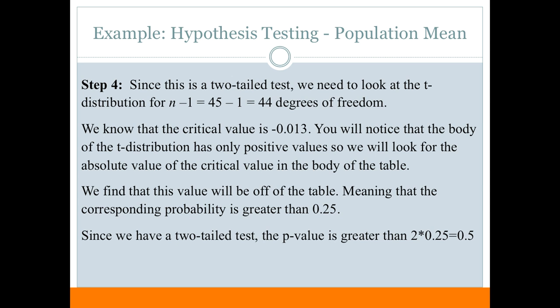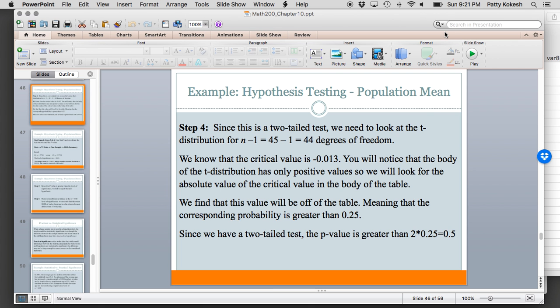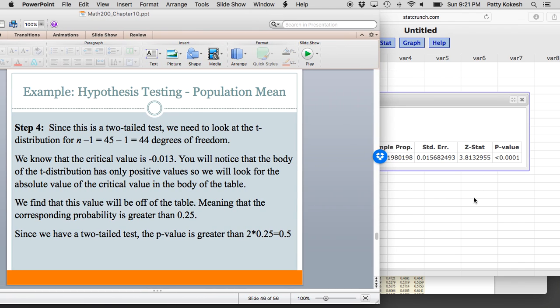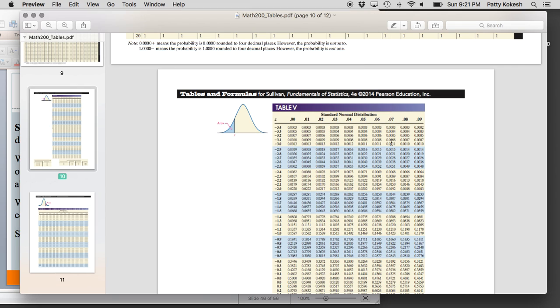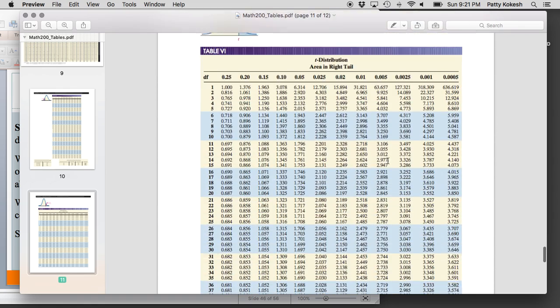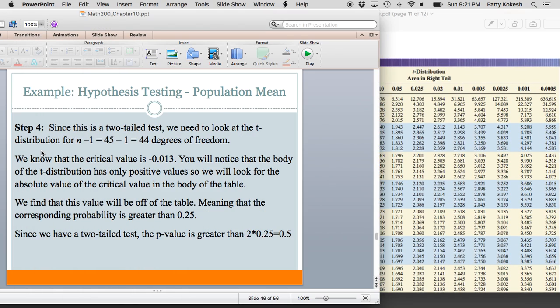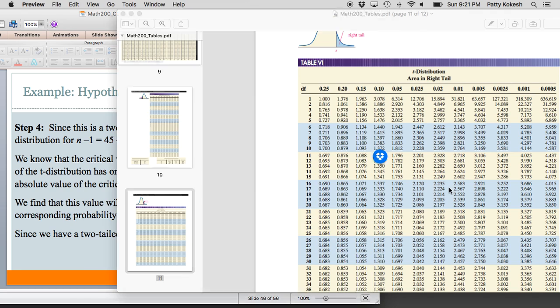Now, since this is a two-tailed test, we need to look at the t-distribution. And I'm going to go ahead and minimize this here so we can go ahead and pull that up and I can show you, because this is a little different than our normal distribution in terms of looking up the values. So t-distribution is table 6. First thing that we want to identify is the number of degrees of freedom. So in this case, we have a sample size of 45, so we have 44 degrees of freedom.